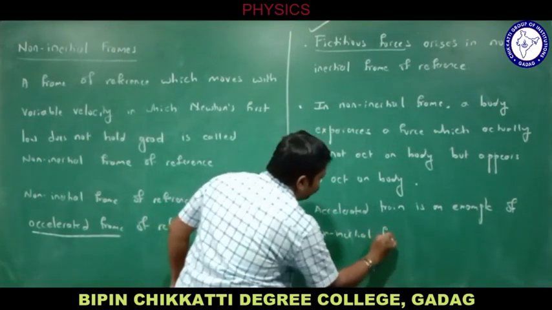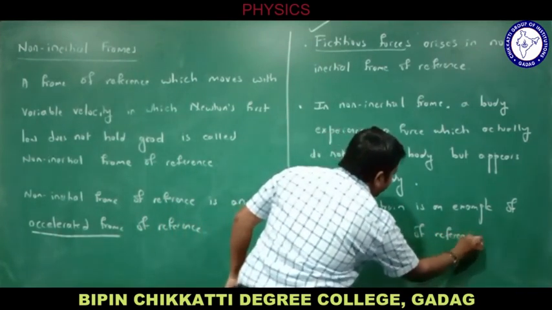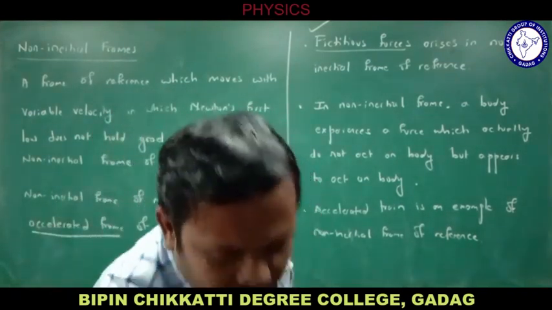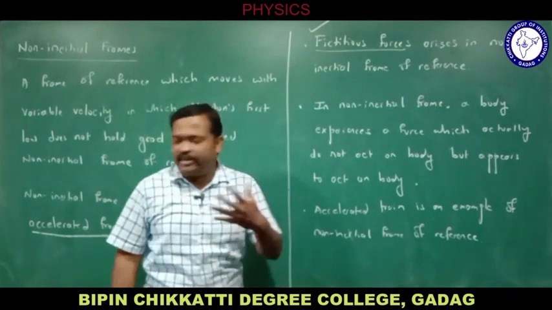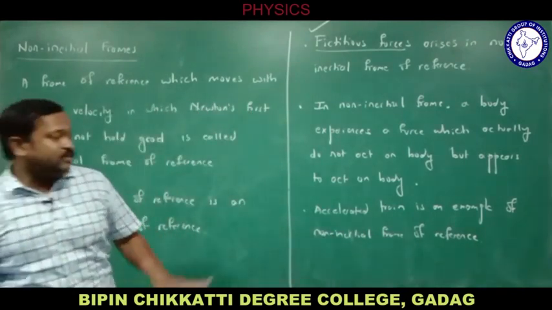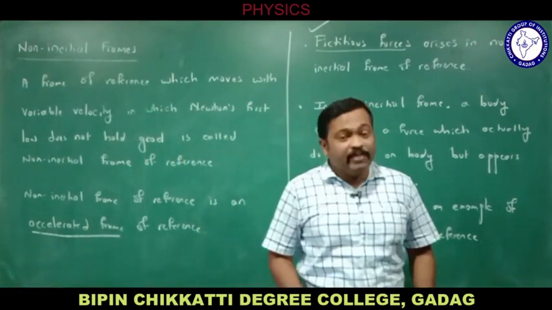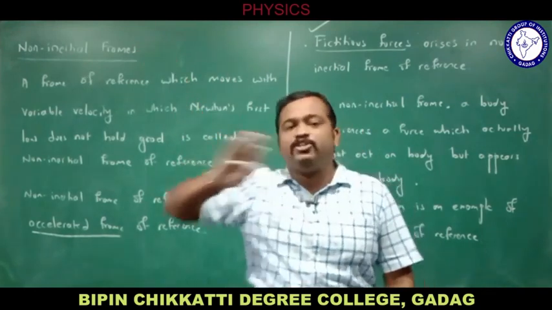Non-inertial frame of reference. So, an accelerated train, right? A train at rest is an inertial frame of reference. An accelerated train is a non-inertial frame of reference. It happens the same way as it happens in the bus here, right? Do remember, it is an accelerated frame of reference. Means here there will be acceleration. In an inertial frame of reference, there is no acceleration.